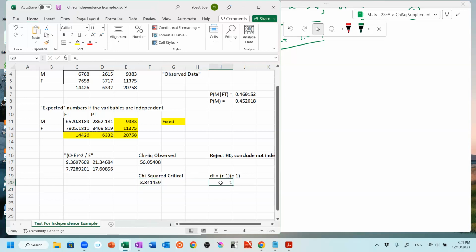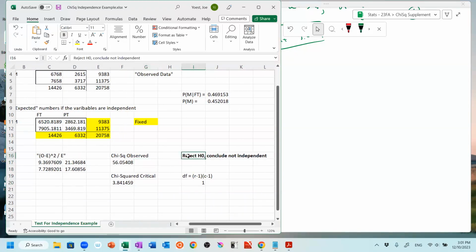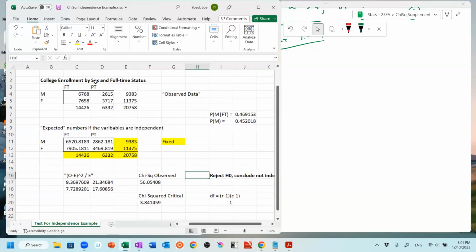Again, the degrees of freedom are rows minus 1 times columns minus 1. In this case, it is also 1 degree of freedom. Since chi-squared observed is bigger than chi-squared critical, we can reject H0 and conclude that full-time status and sex of enrollee are not independent variables.